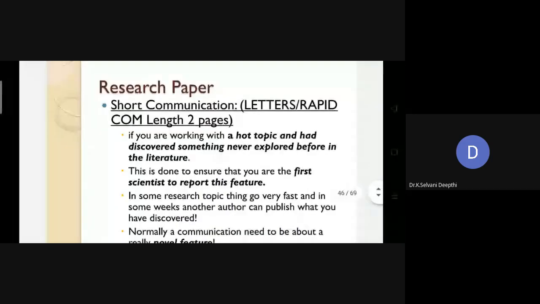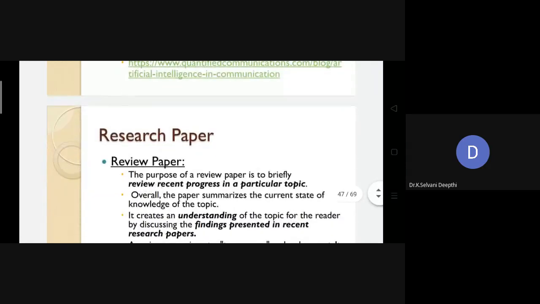short communication. Short communication means it is letters or some rapid communication. So if you work on a hot topic, or have discovered something never explored before, you have to write that type of thing in a short letter fashion. If some new technology is evolved, you can write a short communication on that and developments on that. So that is short communication. I'll go for the next thing, that is review paper.